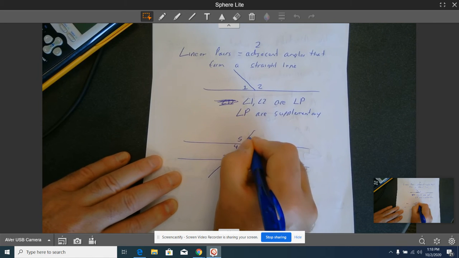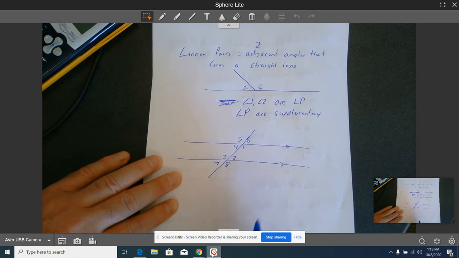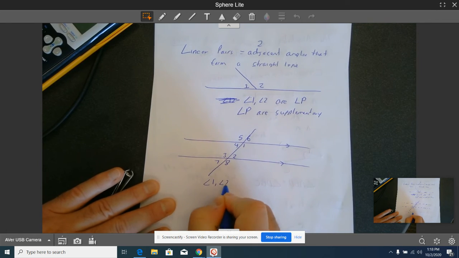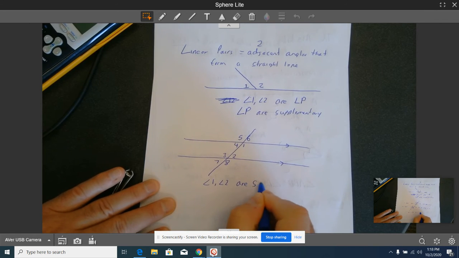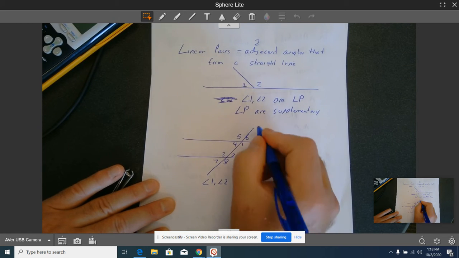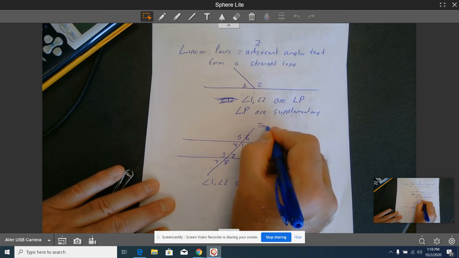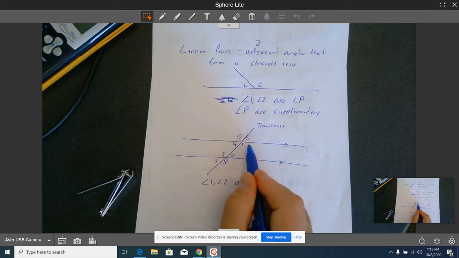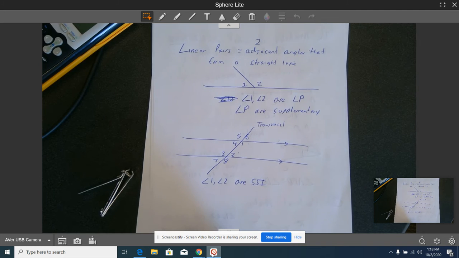In fact, I'll number all these in case you have other questions that relate to this. In this picture, angle 1 and angle 2 are same side interior angles. Why? Because they're on the same side of the transversal. Okay, this is called a transversal, a line that goes through two other lines. Angle 1 and angle 2 are same side interior angles. There's two more same side interior angles in this picture, and that's it.